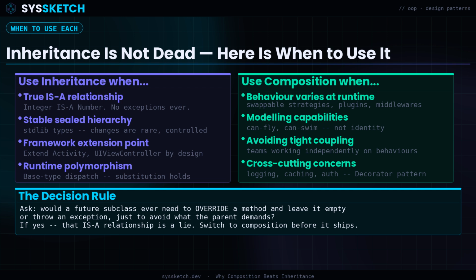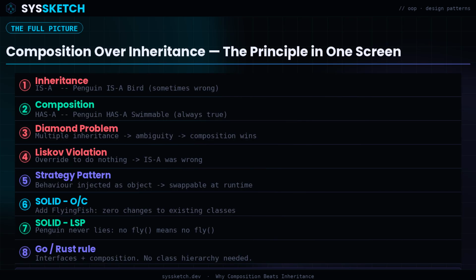So when should you still use inheritance? 3 cases justify it. True IS-A relationships with no exceptions. Integer really is a number and no subclass would ever need to stub out a method. Stable sealed hierarchies, like standard library types frozen for 20 years. And framework extension points. Extending Android Activity or UIViewController is appropriate because those classes were designed as extension points. The simple test is this: would any future subclass ever need to override a method and leave it empty or throw an exception just to avoid what the parent demands? If yes, the IS-A relationship is a lie. Switch to composition before that code ships.